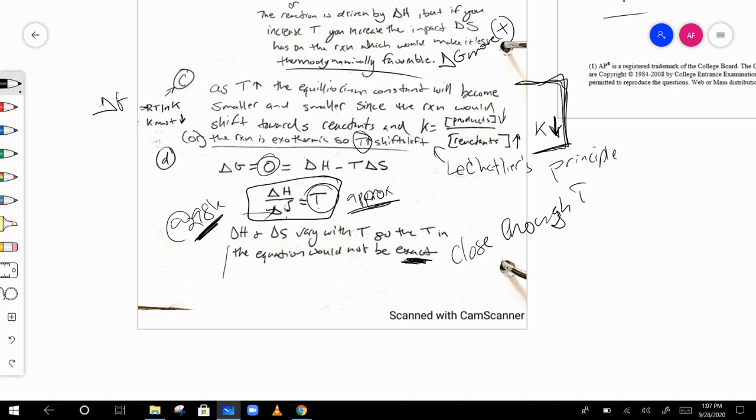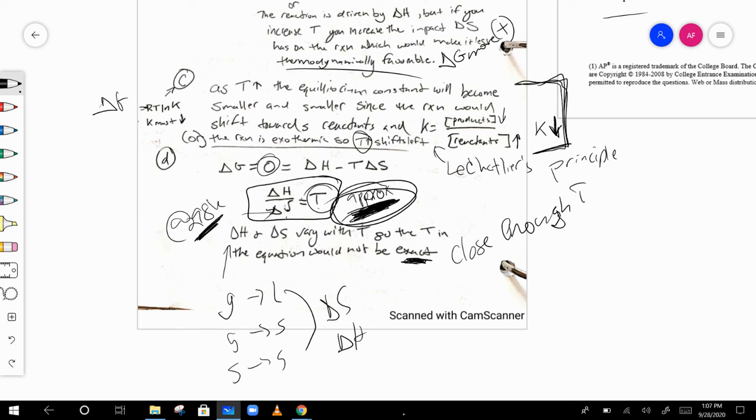Okay, so if things went from a gas to a liquid, or a gas all the way to a solid, or a solid to a gas, or something like that, that would have big delta S or big delta H changes. However, if it's staying in the same state of matter, it's only going to be a very minor change, and we can use this equation to approximate the temperature at which we get equilibrium. Okay, it's going to be an approximate. It's not exact, it's approximate.